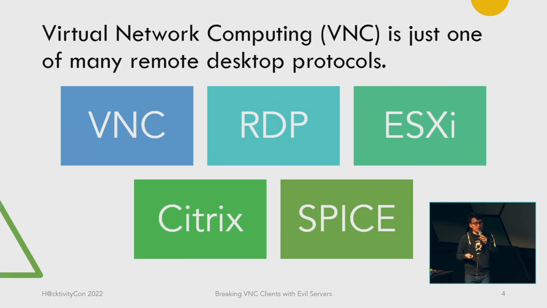There are a lot of different protocols that enable you to get remote desktops. There's VNC, which is just one of the open source protocols out there, but there's also RDP, as well as some of the more proprietary formats, such as Citrix and ESXi, and of course SPICE is also more of an open format. But virtual network computing is really just one of these multiple protocols that gives you access to remote desktops. It's one of the earliest ones, I think maybe in the 1980s or even earlier, when it was first created, and that's why it's so popular today. It's also one of the simplest protocols out there.